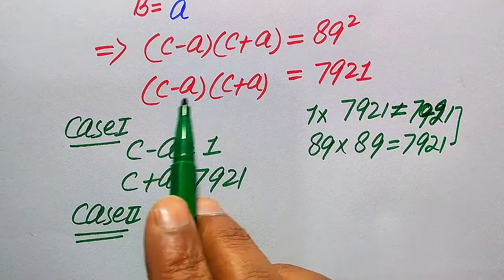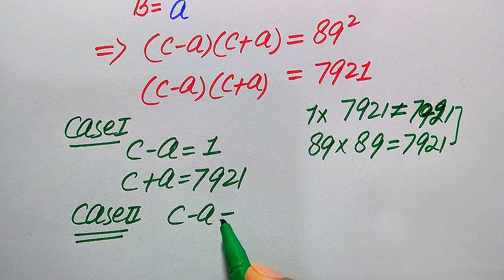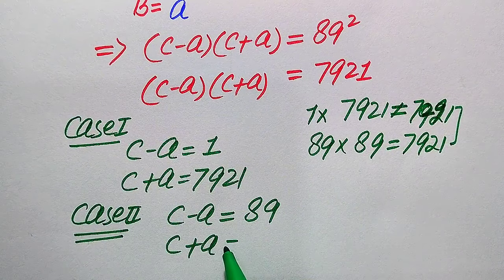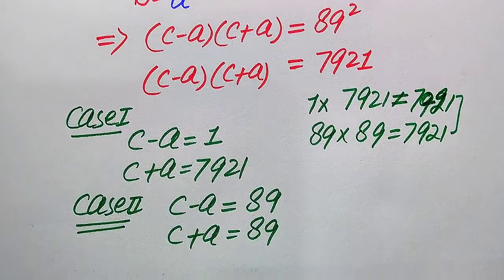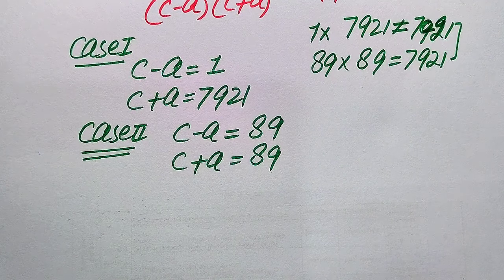So in the second case we compare both of these two factors with these two values, and it will be written as C minus A equals 89 and C plus A is also equal to 89. Now here first we need to solve our second case and then we move towards our first case.